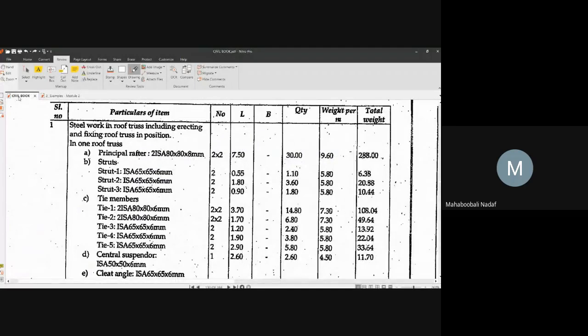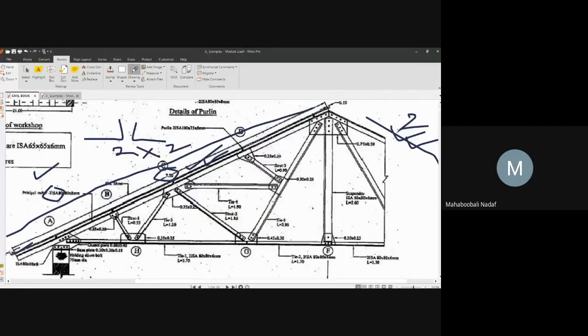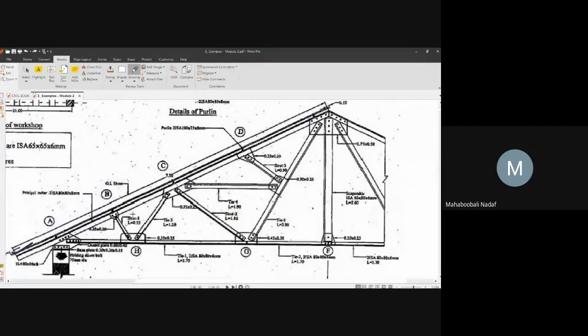Okay, no problem. Now strut 1, strut 2, strut 3, they have given in the description. Size will be this. Now, how many numbers will be there? Can you see here? This is strut 1. This is strut 2. This is strut 3. But they are using only one ISA, correct? Only one ISA on one side. Yes, sir. So in one section, how many struts will come in the total truss?